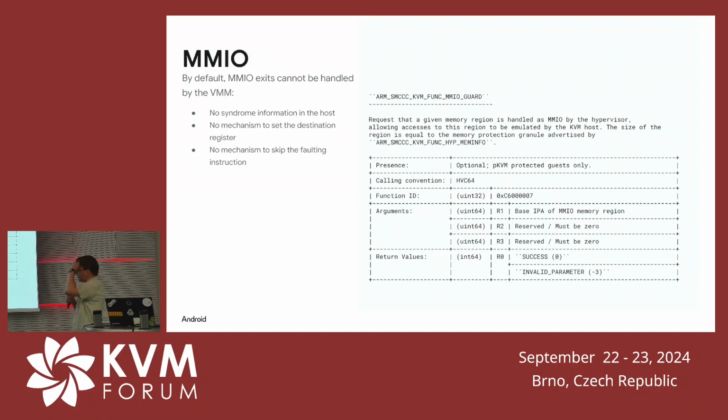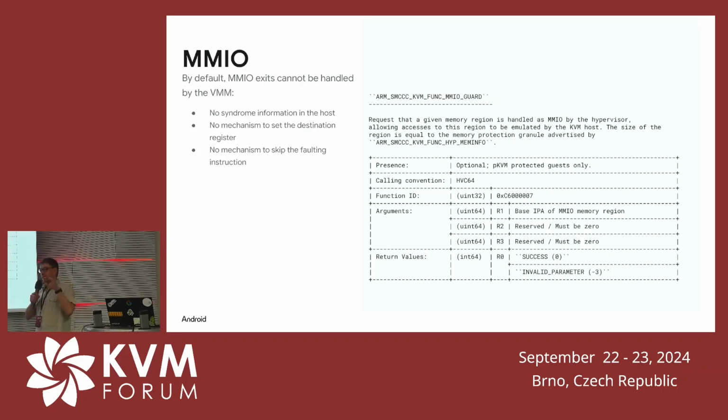Okay, and then the last sort of family of hypercalls is the MMIO one. So by default, if you take an MMIO exit out of one of these protected guests, the VMM can't actually handle it because we don't give it any syndrome information. It doesn't know what happened. It doesn't know the size of the access. We don't give it any ability to update the transfer register, so it can't do the emulation. And similarly, we don't allow it to skip the faulting instruction. There's no mechanism to do that.